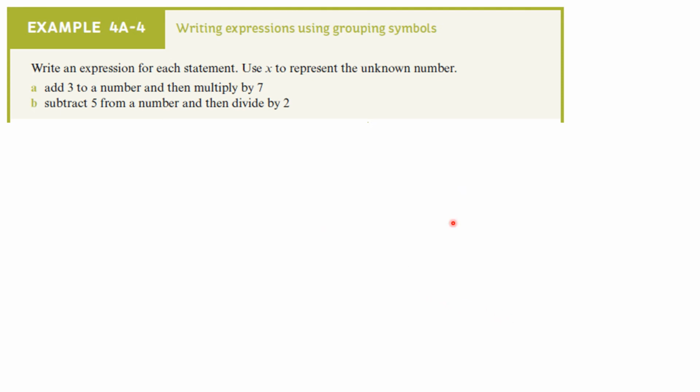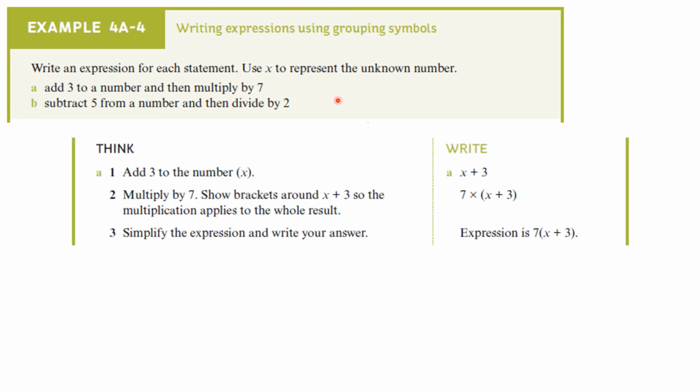All right, let's have a look at now writing an expression from a statement. And again, we're going to use x as the unknown. Add 3 to a number and then multiply by 7. So we have x plus 3, then we multiply it by 7. They've shown that step with the times sign, but then we simply write it without the times sign as so.